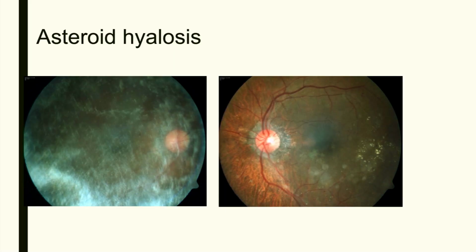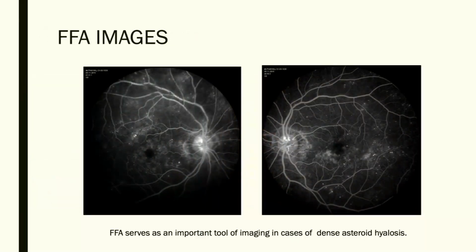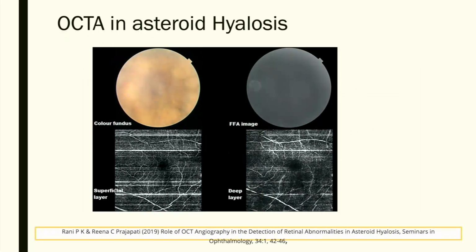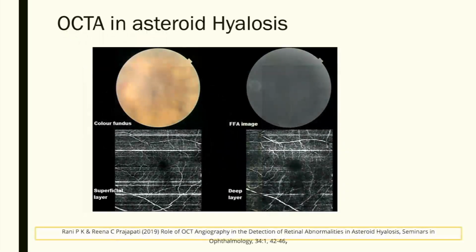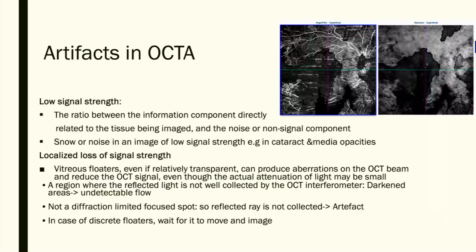Asteroid hyalosis. Then in asteroid hyalosis, you cannot see the retina at all. Fluorescein angiogram is the best investigation. You can see, you don't even know that you are in the case of asteroid hyalosis. But if you do OCT angiogram here, you see how many artifacts you get, and you see fluorescein angiogram shows you so much. So what are the other artifacts?